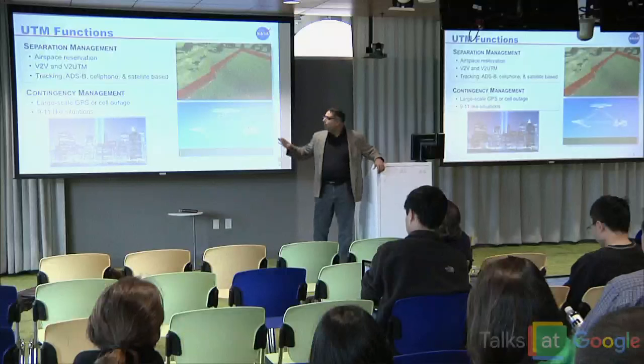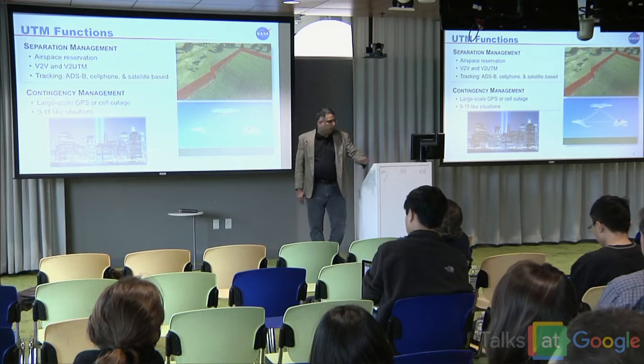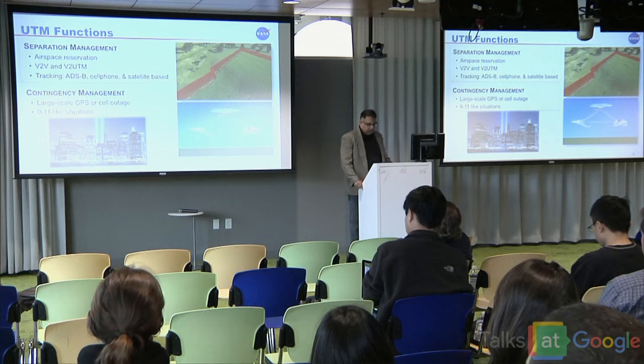However, it has its own limitations. Then the question is, what is the best, most persistent tracking mechanism? In some places, you may need a combination of the three: cell phone, satellite-based, as well as ADS-B-based tracking, to make sure that we know exactly where the vehicles are. The idea there is to make sure that they do not cross geofences where they shouldn't go.